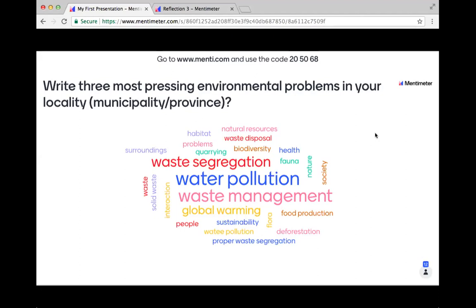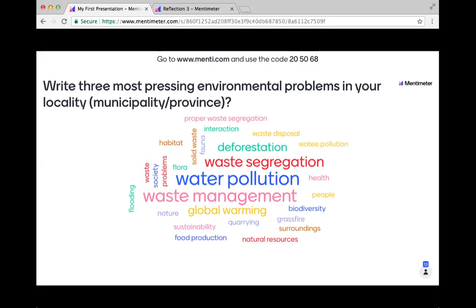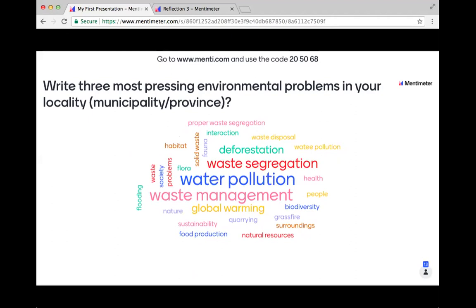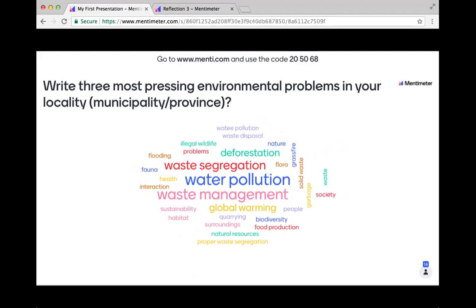Okay, so let's try to reflect on this. Deforestation is here. What else? Grass fire, quarrying. Okay, so again, yung more dominant the problem that's very evident now, you have water pollution and you have waste segregation and waste management problem. Right? So I'll go back to my PowerPoint presentation.